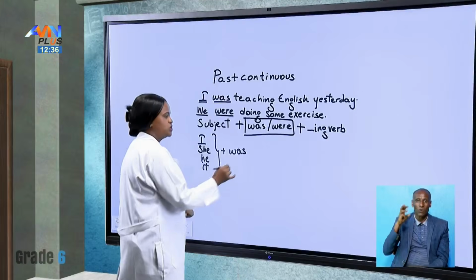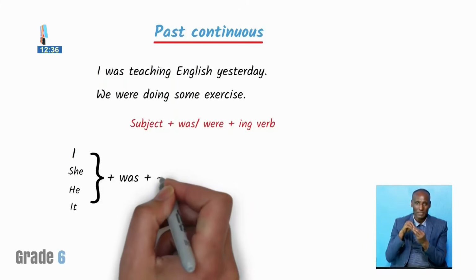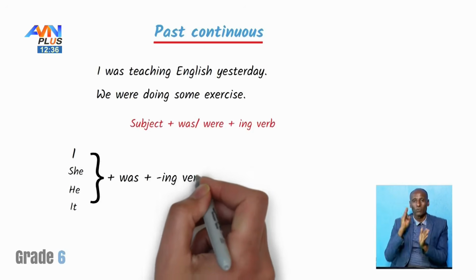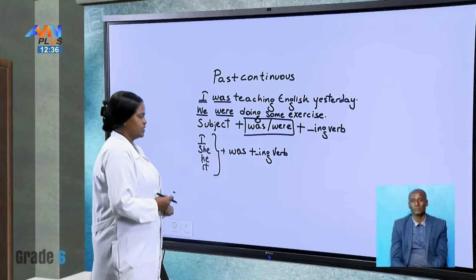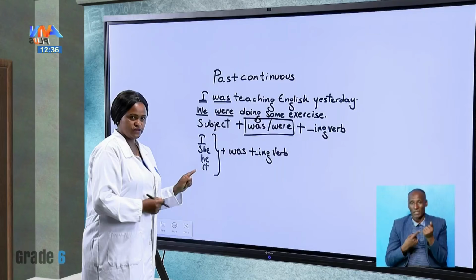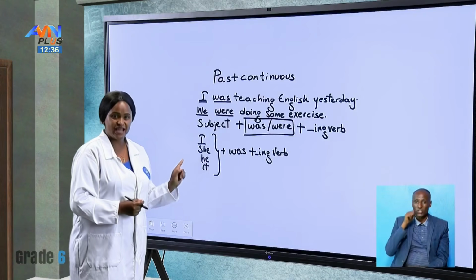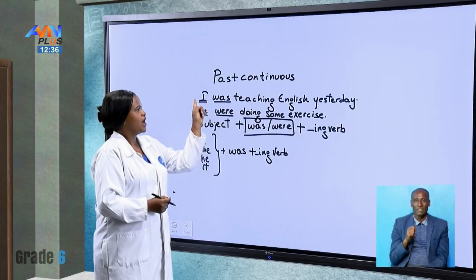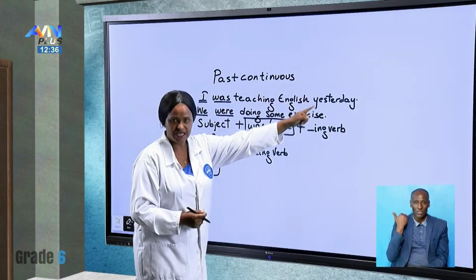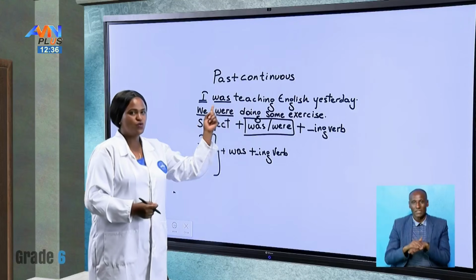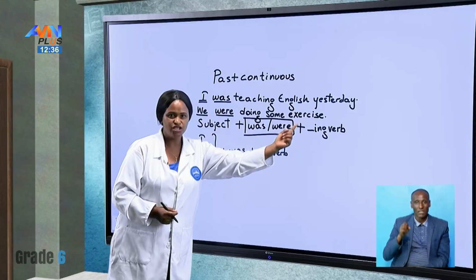Okay? Was plus the ING form of the verb. ING verb. Okay? Look. By the way, it's not only I, she, he, it. Even when you are using a direct noun, like for example, you can say, what do I say here? I was teaching English yesterday, right? Let me put my name. Senait was teaching English yesterday.